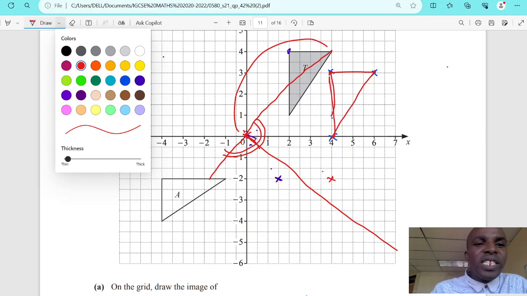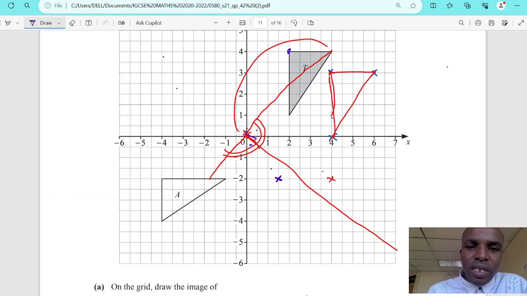Let me count the boxes. It's 1, 2, 3, 4, 5, 6, 7, 8, 9. I can say 9 boxes. Then here I can say 9 boxes, somewhere here. Nine boxes. So it means the 90 degrees might not be the right one.